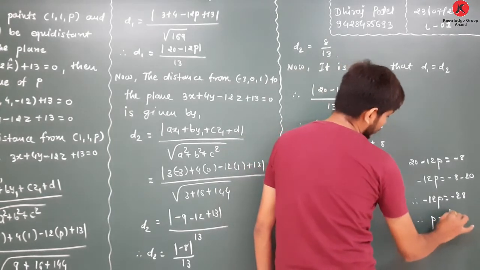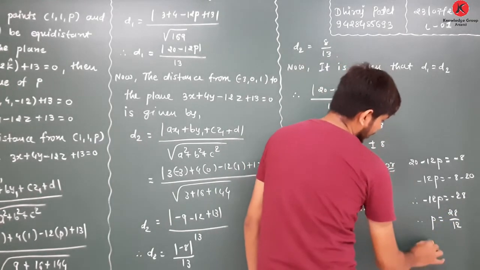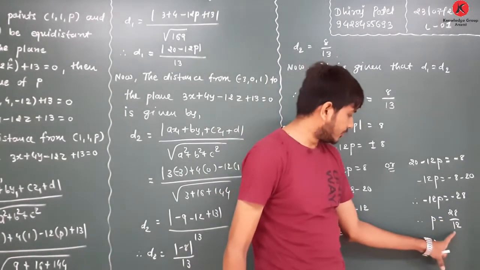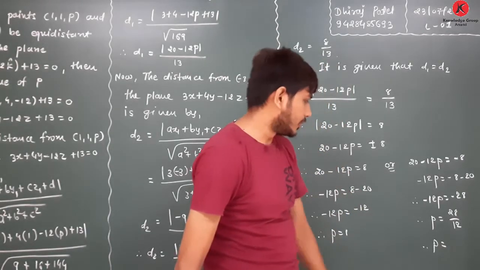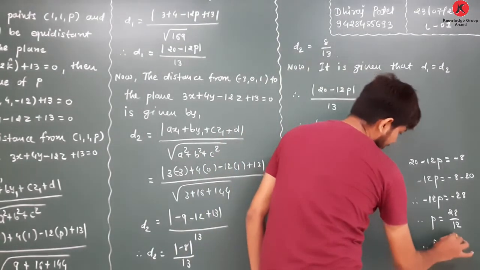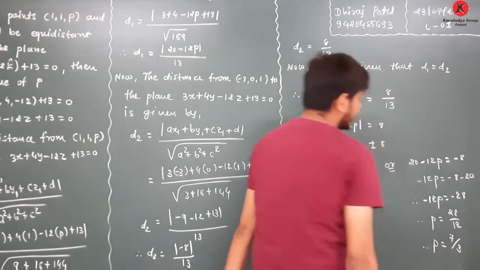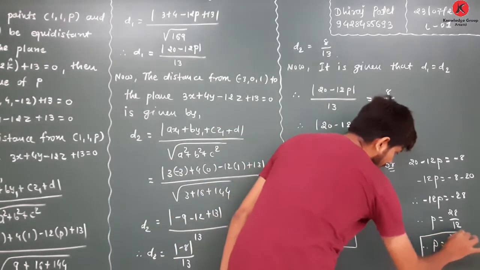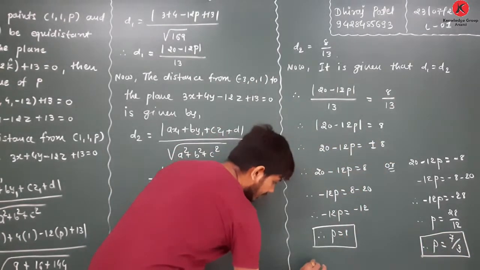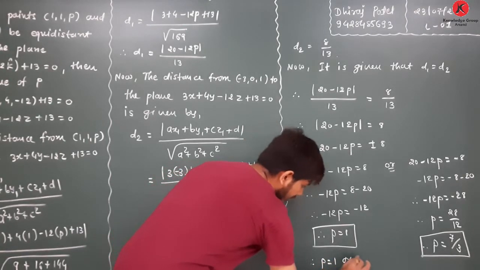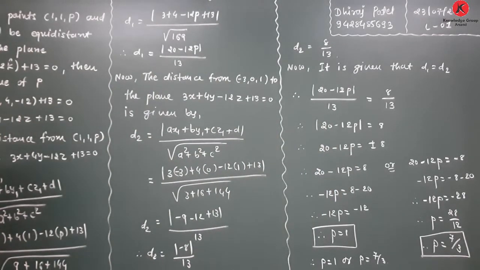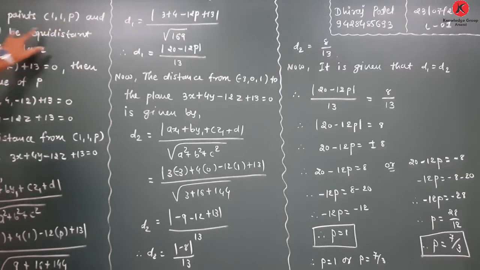Therefore p equals 28 by 12. 7 4s are 28 and 4 3s are 12. That means 4 will get cancelled out. Therefore the remaining term is 7 divided by 3. Therefore the values of p are p equals 1 or p equals 7 by 3. This is when the distance is equal from these 2 points to the plane.